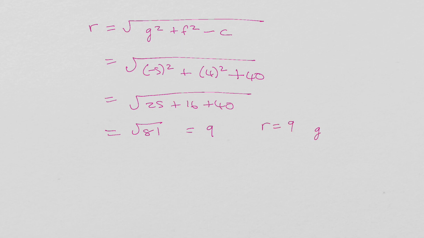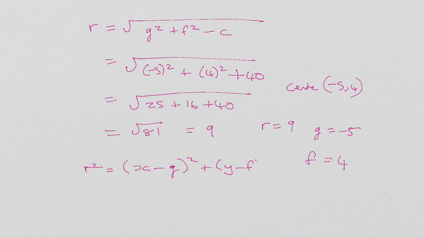I know that g is minus 5, and I know that f is 4. And I know that the center of the circle is minus 5 and 4. And now you can write it up in the other format. The other format is that r squared is equal to x minus g plus y minus f, and you just fill it in. So r squared is 81. This is going to be x minus 5, so that's plus 5. And this is going to be y minus 4, so there it is. And now you've got the other formula.